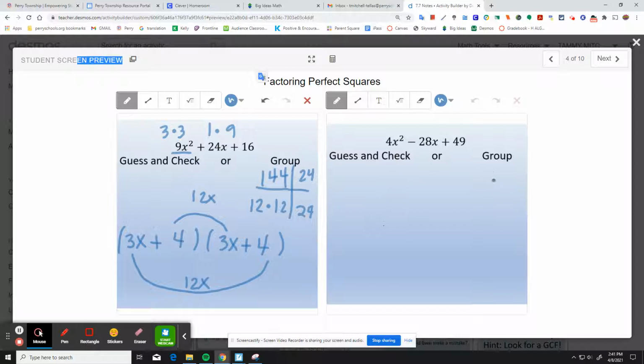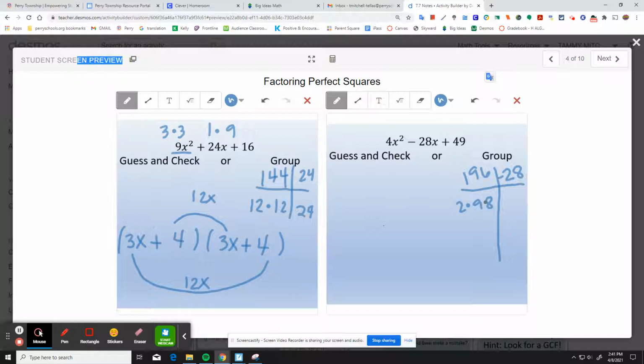And then let's do the same thing over here. So, oh my goodness, I can't draw a straight line to save my life. Okay, so if we do 4 times 49, that's 196. And then we're looking for things that add to be negative 28. For this one, I don't know very many factors of 196, so I know it can be divided by 2. Yep, it can be divided by 2, that's 98. It can be divided by 4.